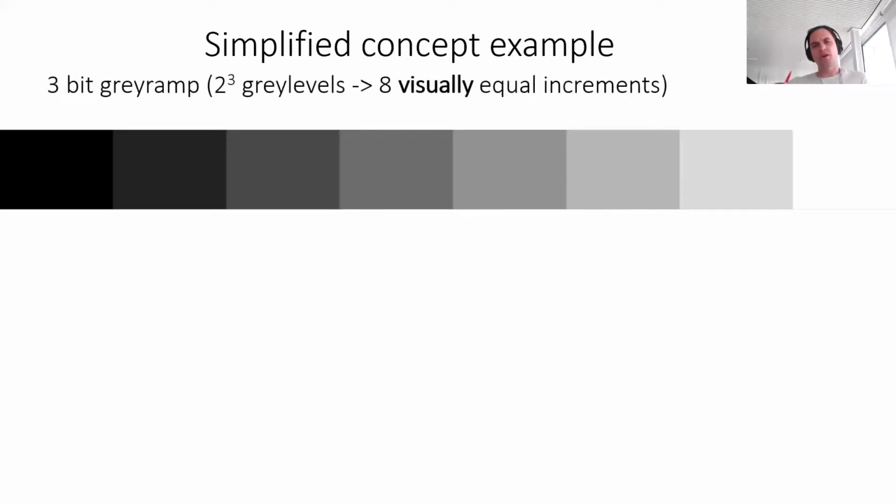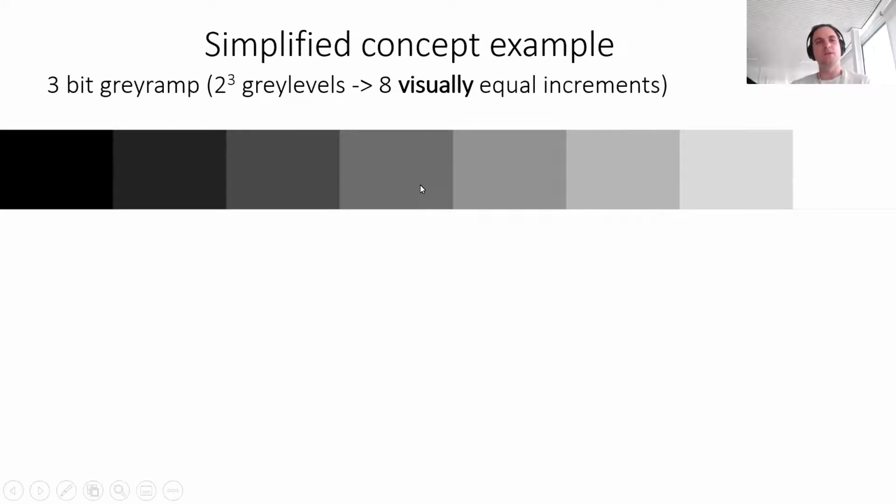So first of all, I'm going to explain with a very simplified example. This is a 3-bit gray ramp. This is not what modern day displays work at, but it's just for the sake of the example. So we can clearly see in a 3-bit gray ramp that we have 8 visually equal increments. What do I mean with that? If we would consider the jump in brightness from the second square to the third, it should be almost perceptually equal to the third and the fourth.